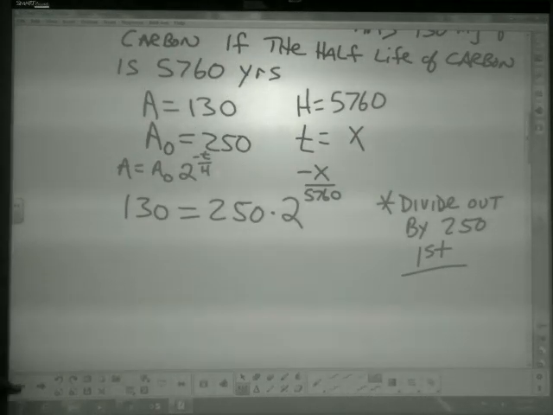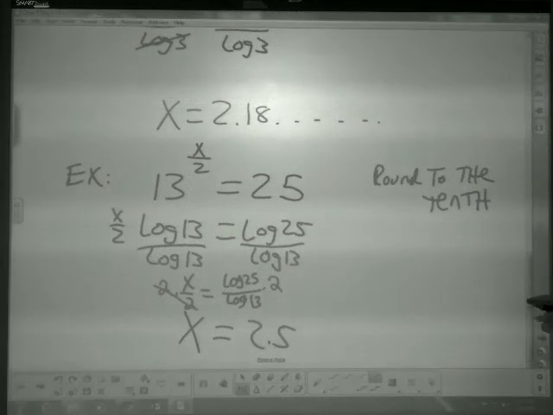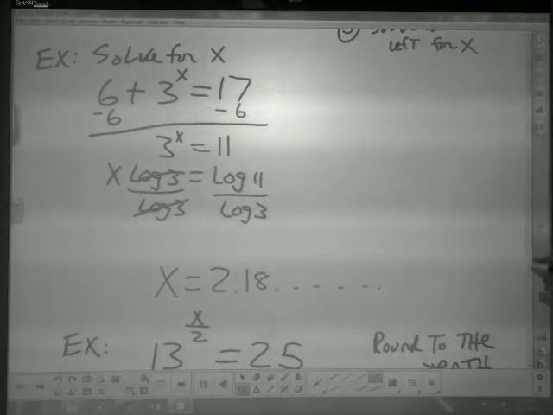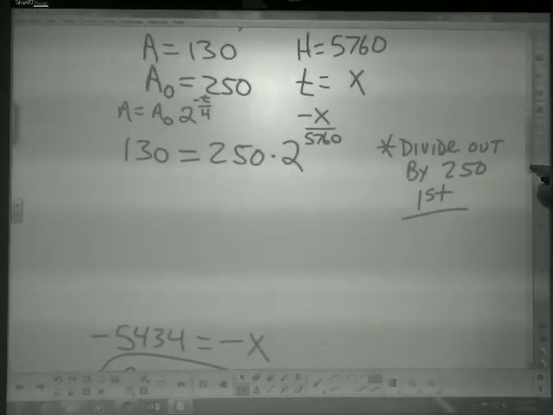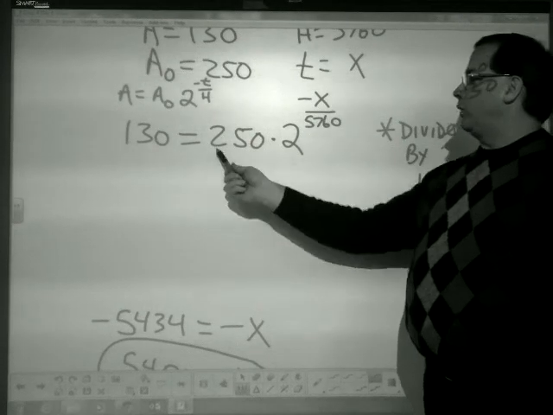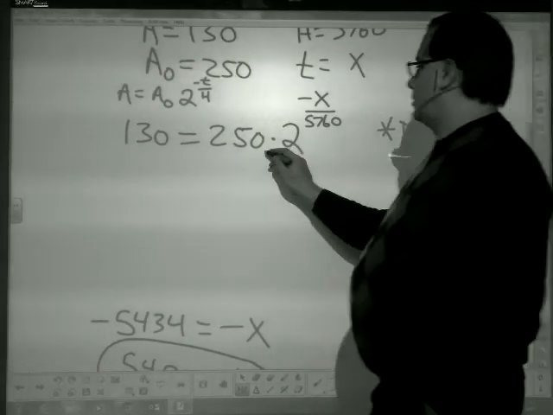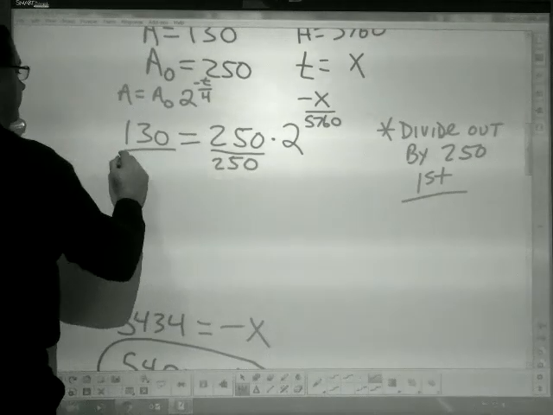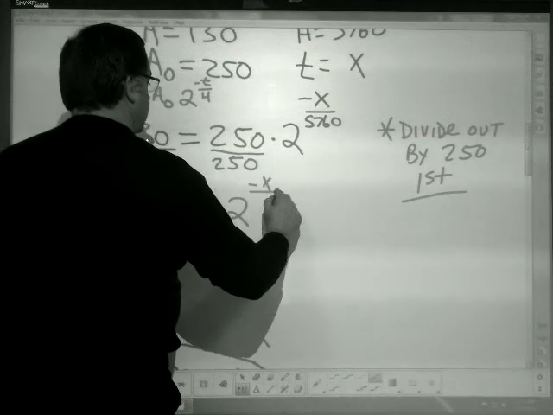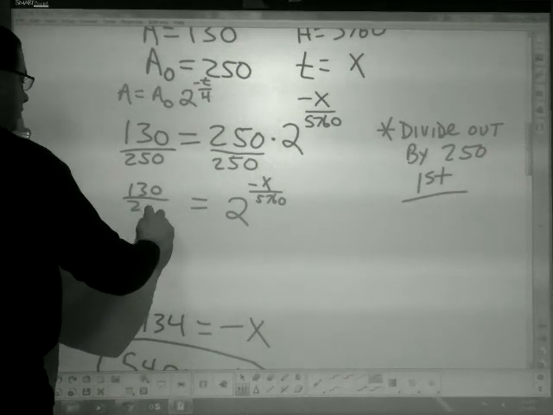Well, just like the previous problem that we did, this problem also deals with a situation in which the number that's being raised is not isolated. So I want to get rid of the 250 to begin with. So I'm going to divide out by the 250 first. So 2 to the negative x over 5,760 is 130 over 250.